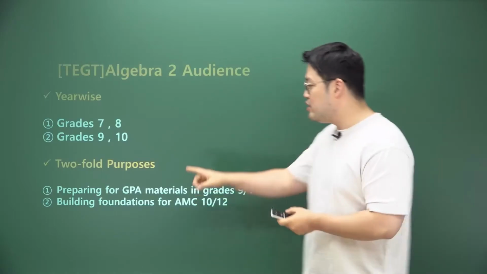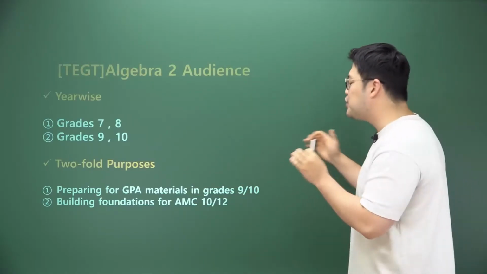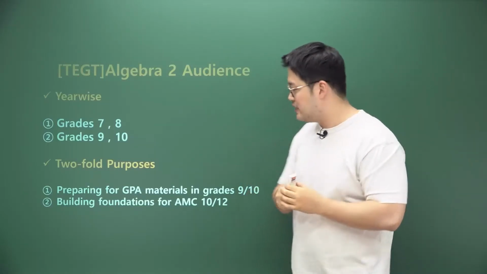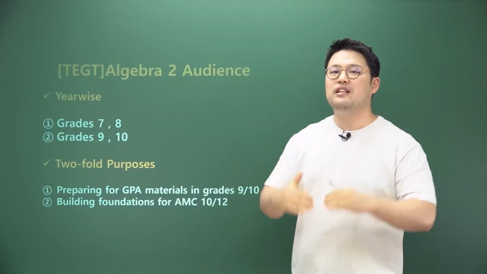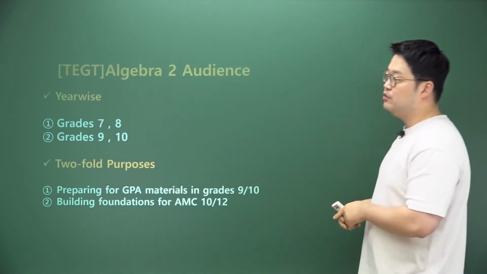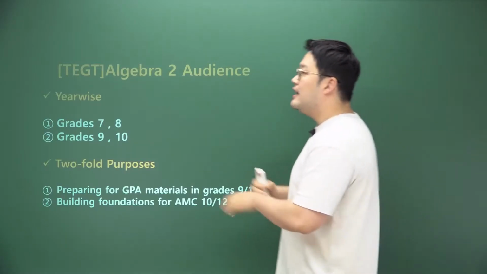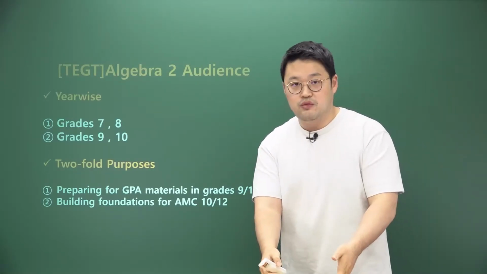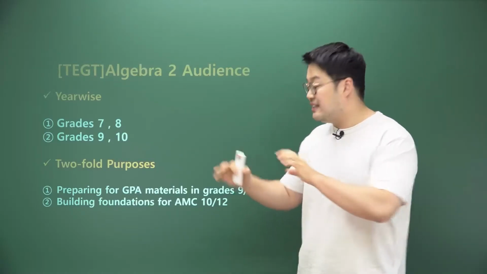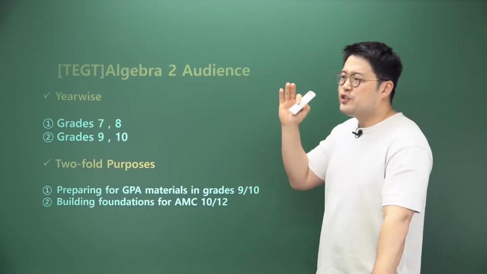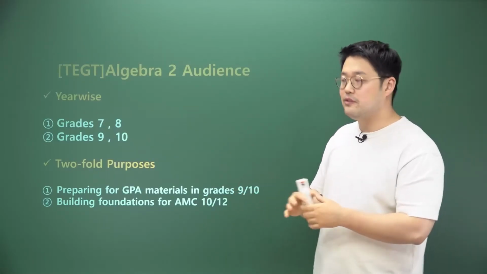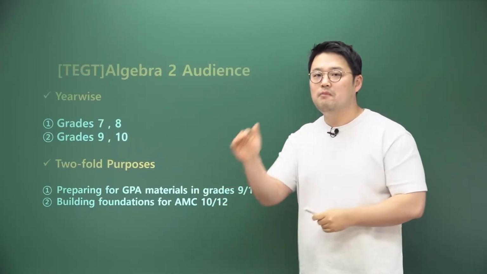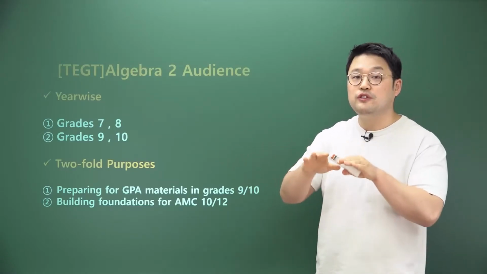One of them is to get you prepared for GPA materials, not just for grades 9 and 10. The other, additional one, some kind of a bonus, is to build a strong foundation for AMC 10 and 12, and of course other math competitions as well. This doesn't mean that if you take my Algebra 2 course, you're going to get prepared for AMC 10 and 12. No, that's not true. The whole course is only going to give you the building blocks for math competitions. If you want to take hard, challenging courses, you have to take the math competition courses. But over here, we're going to learn all those foundational things.